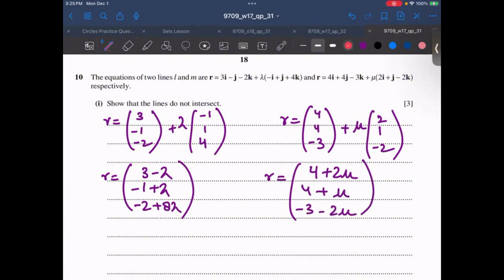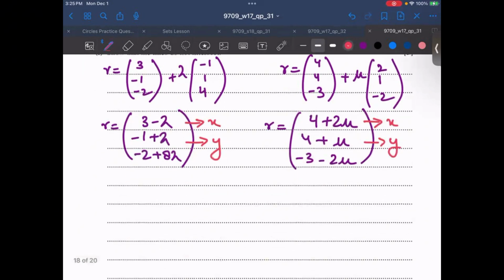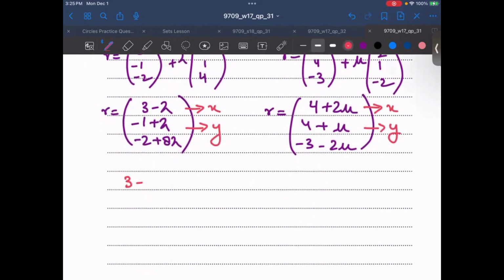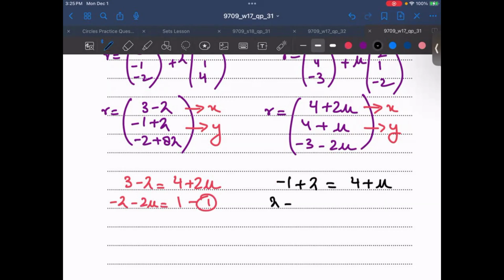So in the first step, we know this is x and this is y. We can equate them in the first step to find the values of lambda and mu. So we'll write 3 minus lambda is equal to 4 plus 2 mu. So we can write this as minus lambda minus 2 mu is equal to 1. So this will become our first equation. And using the second equation, minus 1 plus lambda is equal to 4 plus mu. We can write this as lambda minus mu is equal to 4 plus 1, which is 5. This will become our second equation.